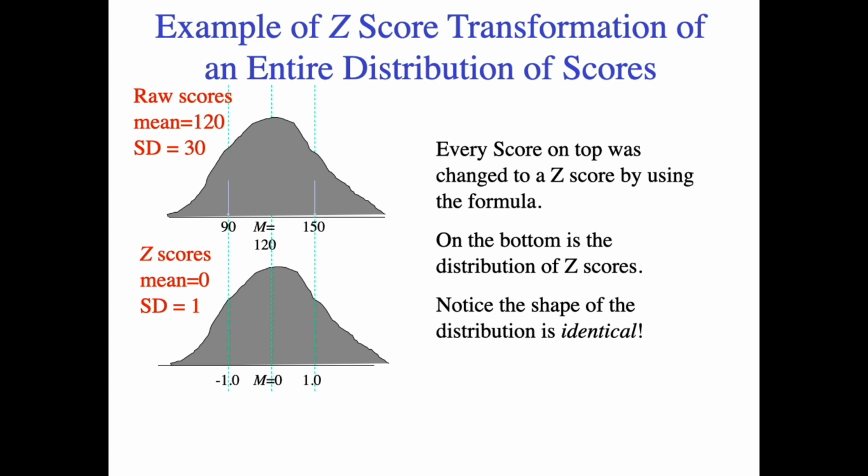Those are the first 2 facts I mentioned, that they're always true, that you're always going to find that the mean of a distribution of z-scores is 0 and the standard deviation is always 1. But the other third important fact is to notice that the shape of the distributions is identical. Nothing's changed about the shape.